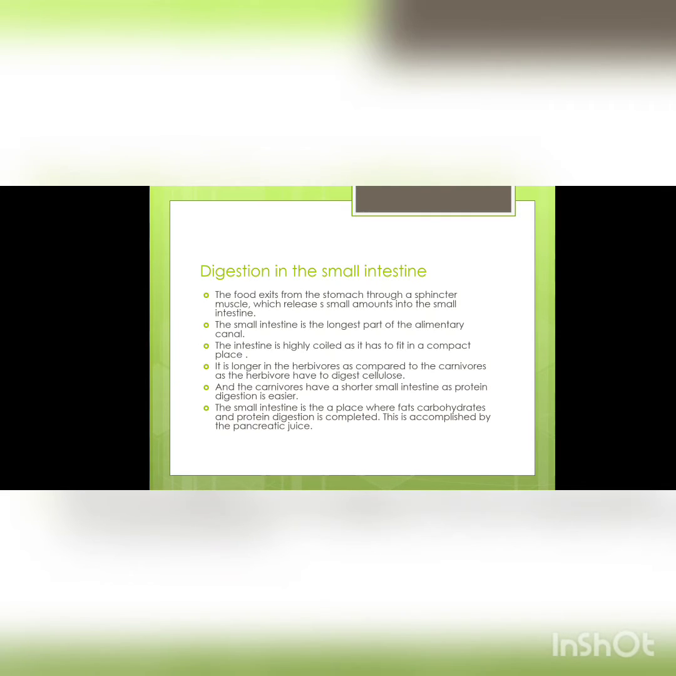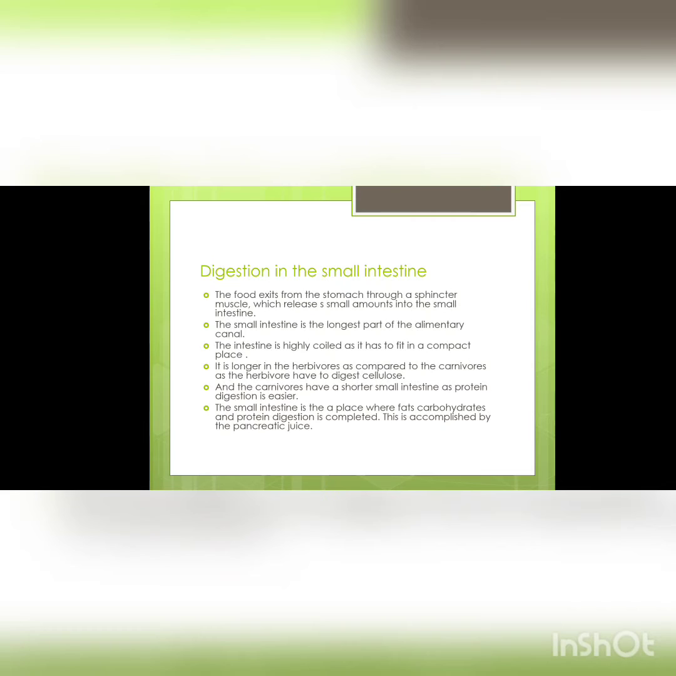Now, talking of the digestion in the small intestine, the food exits from the stomach through a sphincter muscle, which releases it in small amounts into the small intestine. The small intestine is the longest part of the alimentary canal. The intestine is highly coiled as it has to fit into a compact place.